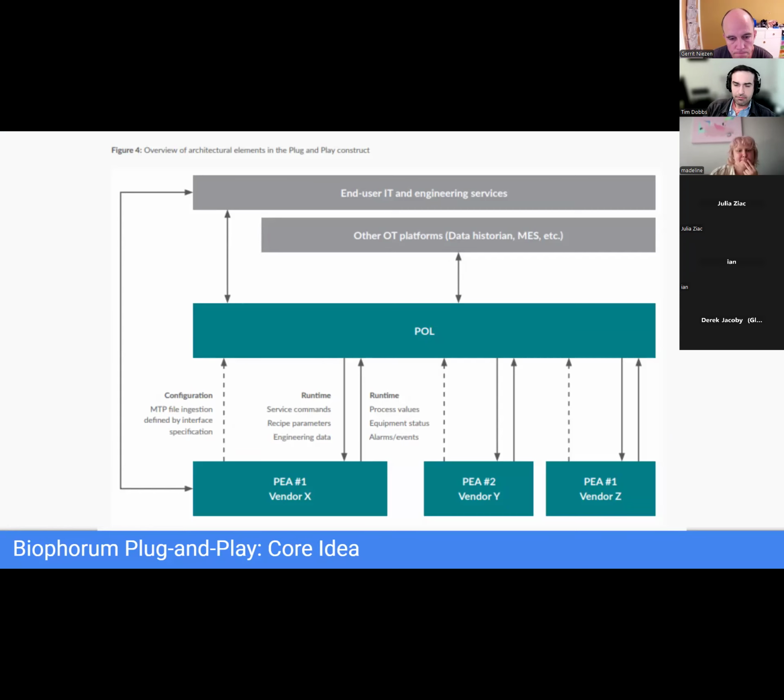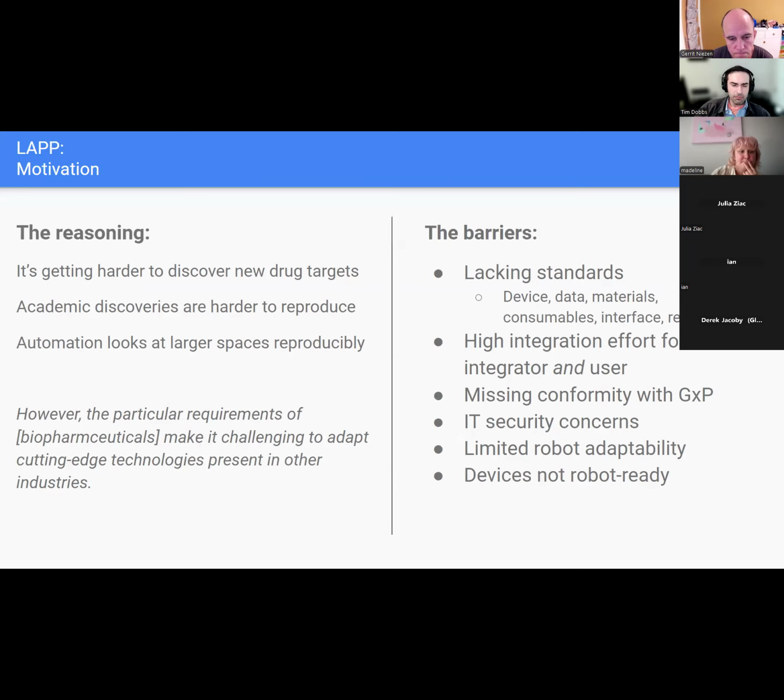All right, let's get into the next one then. Okay, this one is lab automation plug and play. I got sent this paper by somebody who saw my blog post and was like, "Hey, did you think about this?" And the answer is no, I hadn't thought about some of the stuff they have here.